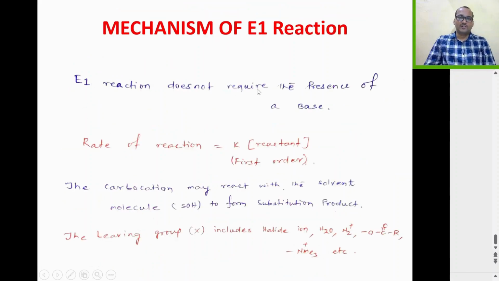The E1 reaction does not require the presence of a base. The rate of reaction equals the rate constant times the concentration of the reactant, so it is first order. The carbocation may react with the solvent molecule to form the substitution product. The leaving group X includes halide ion, H2O, N2+, OCOR, quaternary ammonium salts, etc.